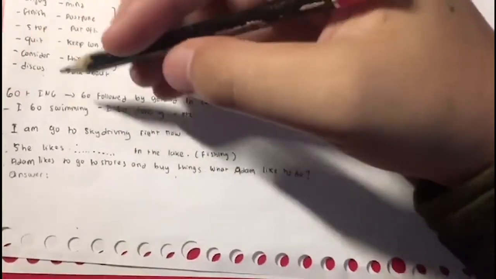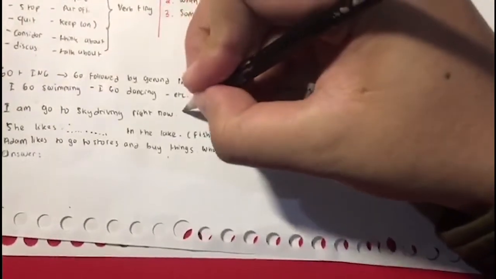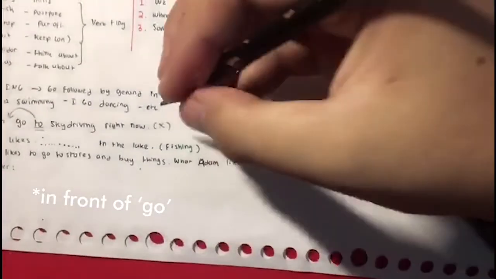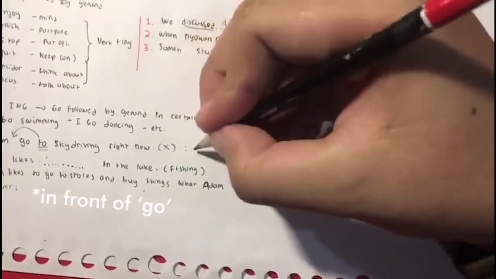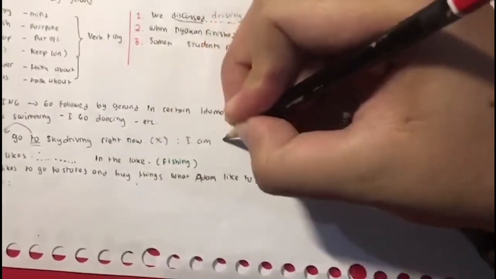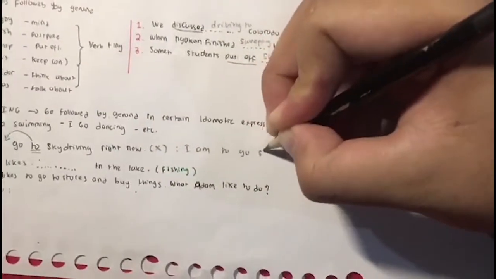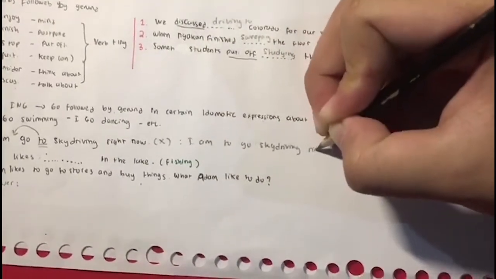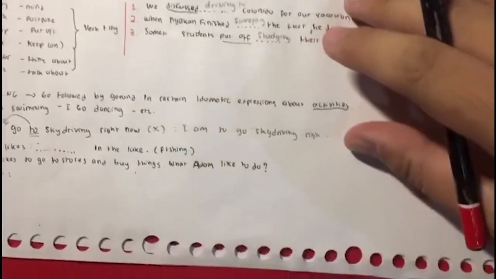For example, I'm go to skydiving right now. This sentence is not correct. It's wrong. Why? Because to is not used between go and the gerund verb. To must be in front of the go. So the correct answer is I am to go skydiving right now.